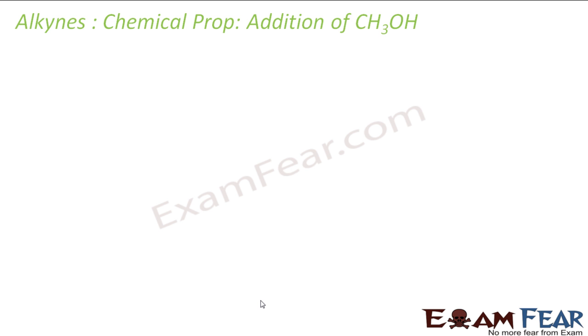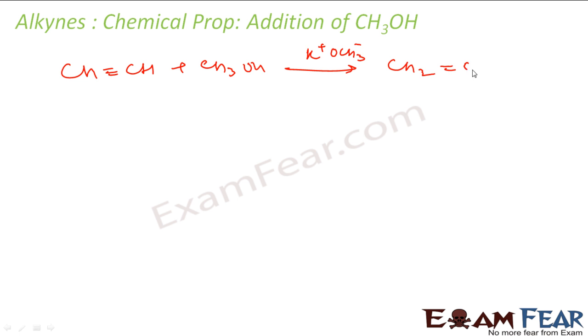The next is the addition of CH3OH. So you can add CH3OH on ethyne, but you have to do it in the presence of potassium methoxide. So you get methyl vinyl ether. I'll show you the reaction. You have this ethyne, you have to add CH3OH in the presence of potassium methoxide, that is K plus OCH3 minus, right? And you'll get CH2 double bond CH OCH3. It's nothing but methyl vinyl ether.